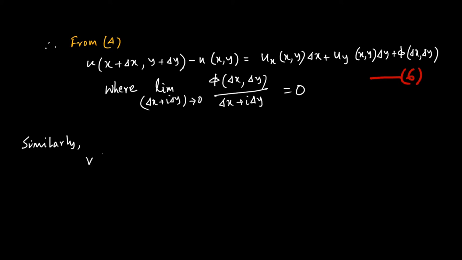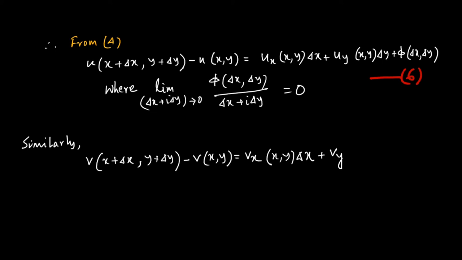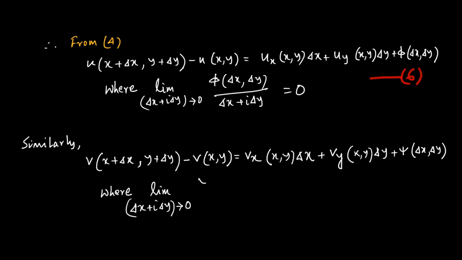Similarly, you can show that v of x plus delta x comma y plus delta y minus v of x, y will be equal to vx at x, y times delta x plus vy at x, y times delta y plus, if I define a function psi in a similar way as I defined phi, I'll get some function psi of delta x, delta y. Am I right or not? If I do it in a similar way that I have done for you, I get a similar expression, where limit delta x plus i delta y approaches 0 of psi of delta x, delta y divided by delta x plus i delta y will be equal to 0.